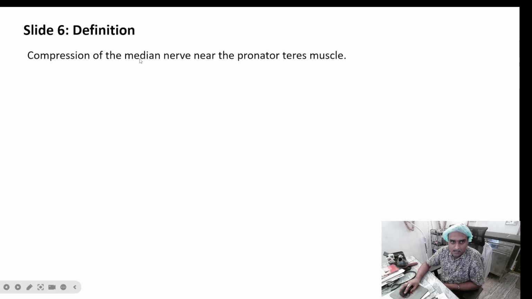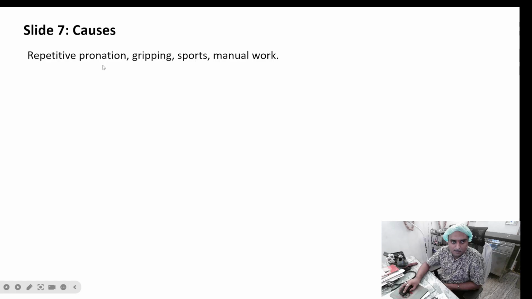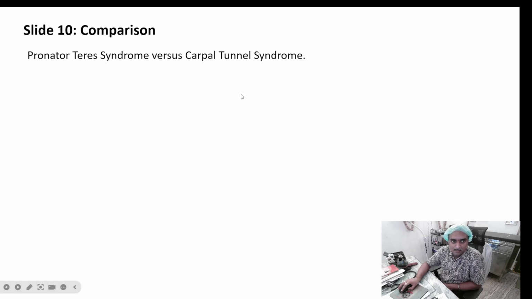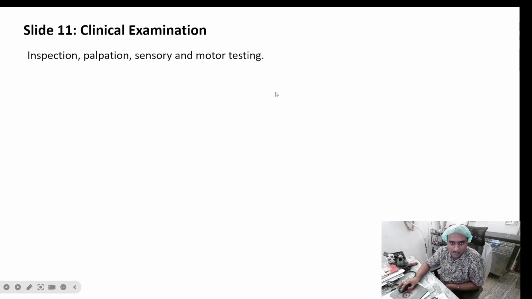Pronator teres syndrome is compression of the median nerve near the pronator teres muscle. Causes: repetitive pronation, gripping, sports, manual work. Risk factors include repetitive activity, poor ergonomics, diabetes, previous trauma. Symptoms include forearm pain, numbness, tingling, weak grip. Comparison: pronator teres syndrome versus carpal tunnel syndrome, which I have already explained.